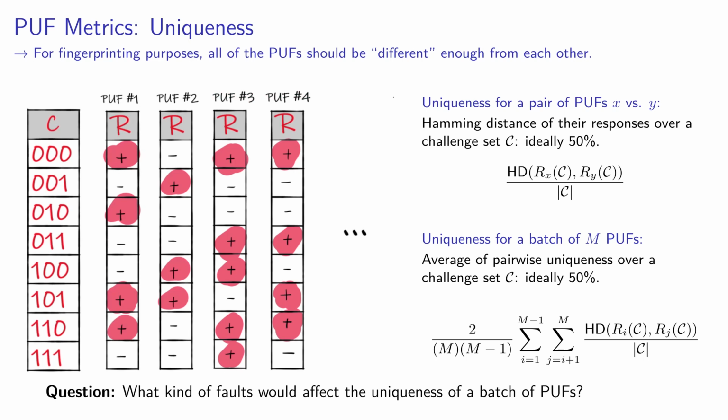Another important question a PUF manufacturer should consider is the type of faults that might cause the uniqueness of a batch of PUFs to deviate far from 50%. Such a fault would make these PUFs less useful for authentication, as their fingerprints are too similar to distinguish between chips.